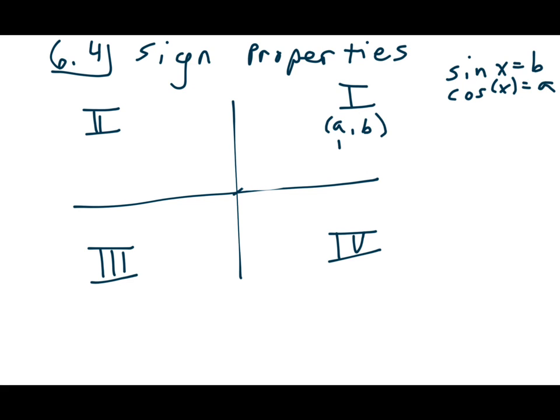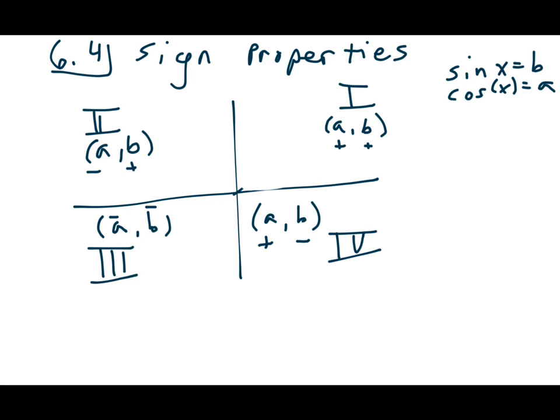in the first quadrant, they're both positive. So that means sine and cosine are positive. In this next quadrant, A is negative but B is positive. Down here, A is negative, B is negative. And down here, A is positive, B is negative.